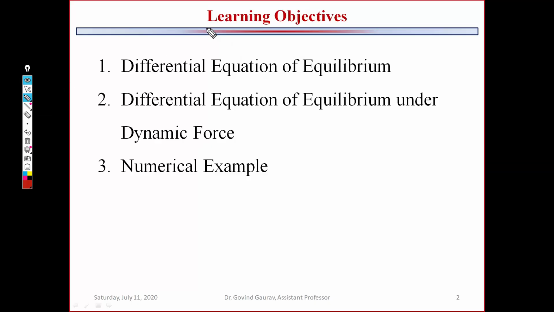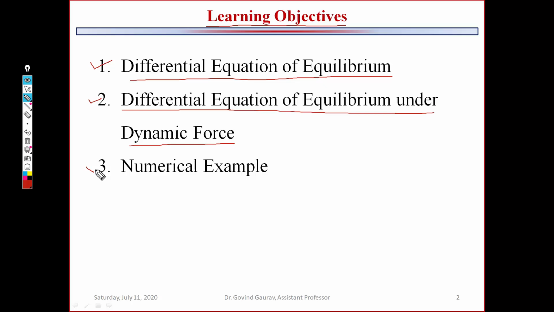Class, today we will discuss the following objectives. The first objective would be to find the differential equations of equilibrium. The second objective would be to find the differential equations of equilibrium under the action of dynamic force. And third, we will solve a numerical example to find out the body forces acting on a continuum.